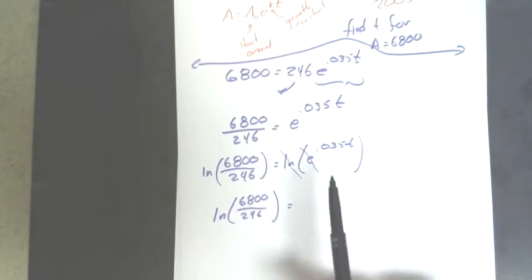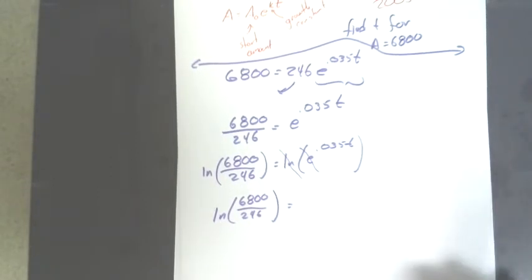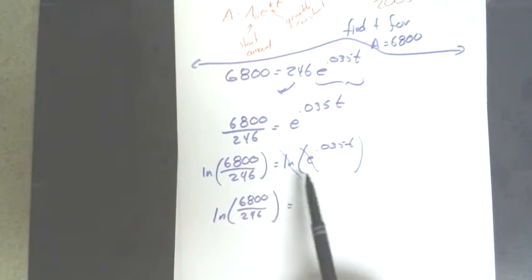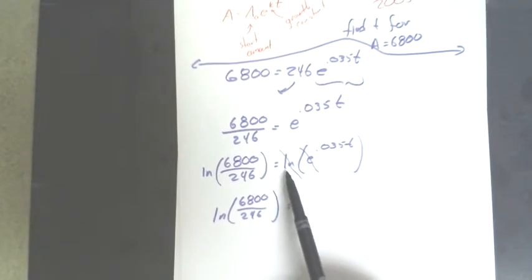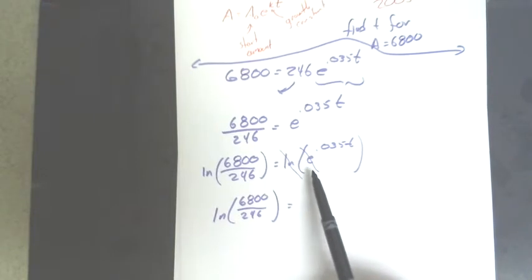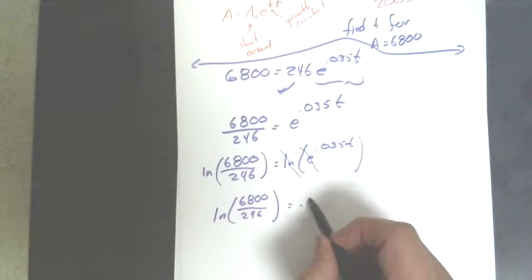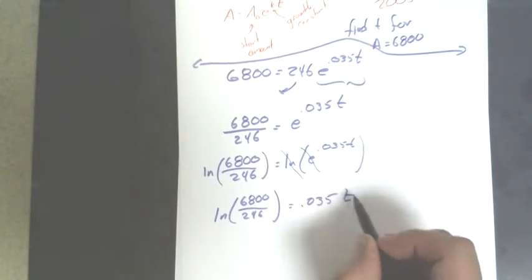Just like multiplying by 2 and dividing by 2 undoes each other. If you have 5 and you add 2 and then subtract 2, you're still at 5. The adding 2 and subtracting 2 undo each other. They're inverse pairs. Natural log and base e are meant to undo each other. Just leaving the 0.035 t.